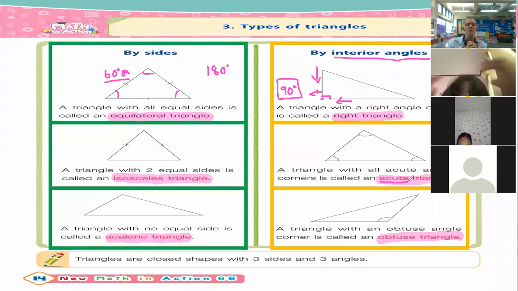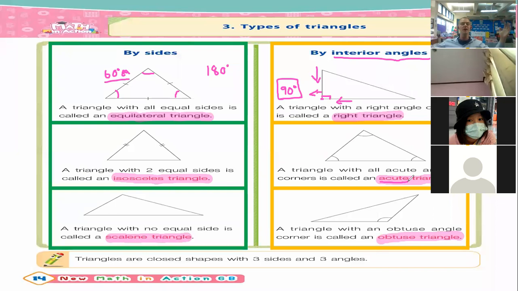How do we know that? Because acute is small. If you see a small cat, I always tell people, it is very cute. So I use the word cute with the angle to show that it's a small angle. Acute angle, small angle, less than 90. Now, obtuse almost reminds me of the English word obese, which means very big. So obtuse is very big. That one is more than 90 and less than 180 degrees.